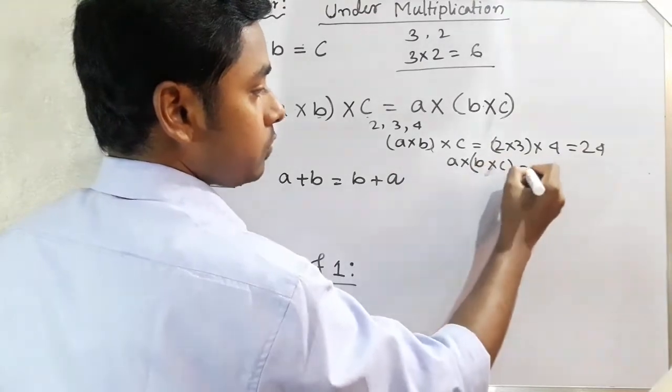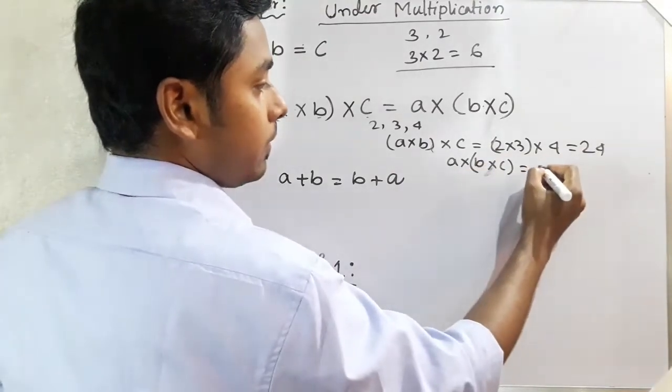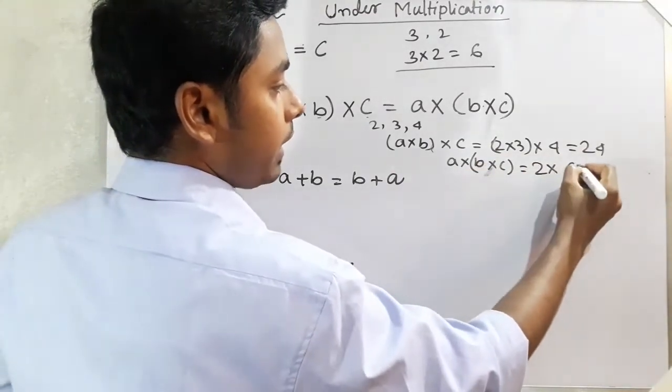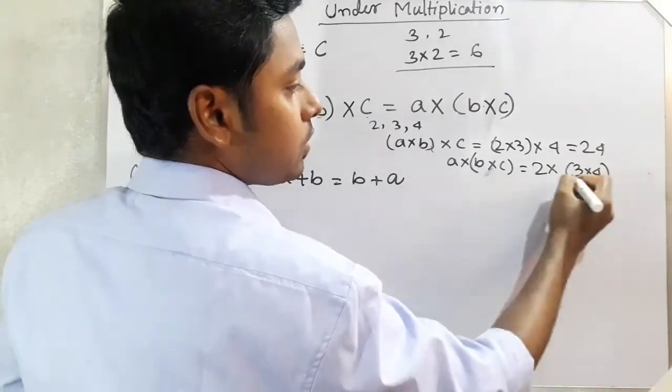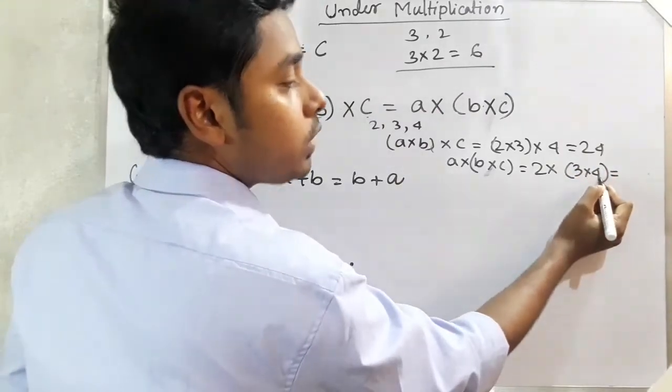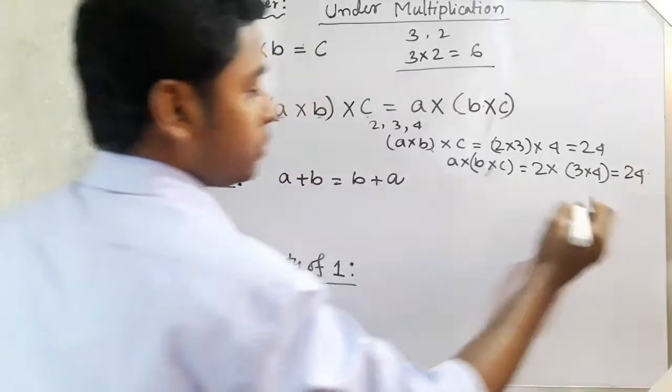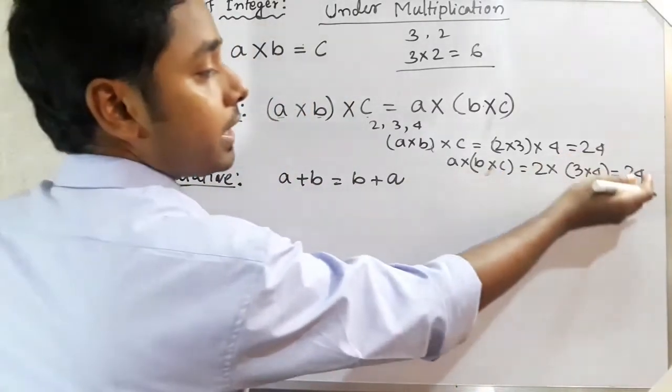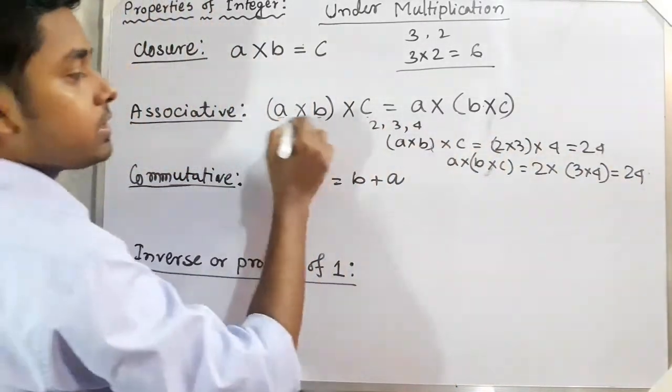Now we are taking this part, a into b into c. That means we have to take 2 separate, and 3 and 4 together. So 4 threes are 12, and 12 twos are also 24. So we are getting the same answer. And so this is the property.